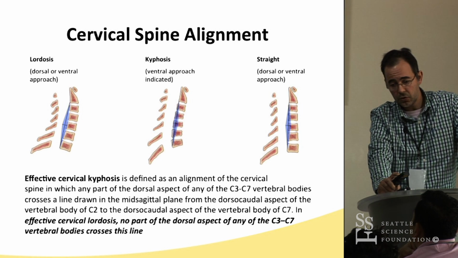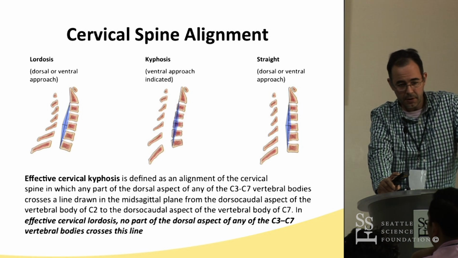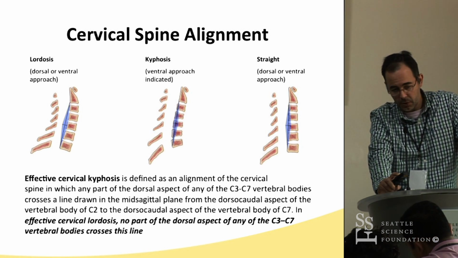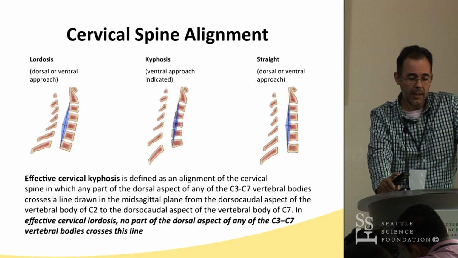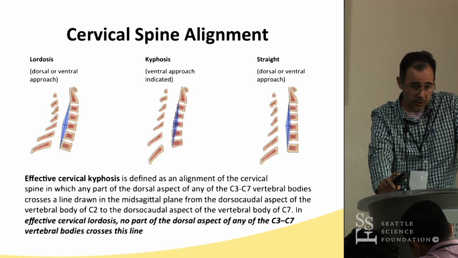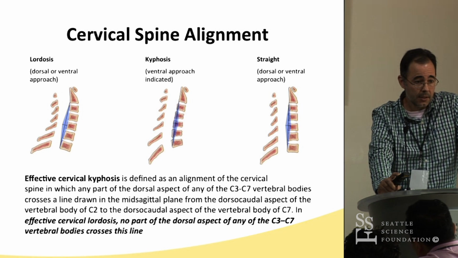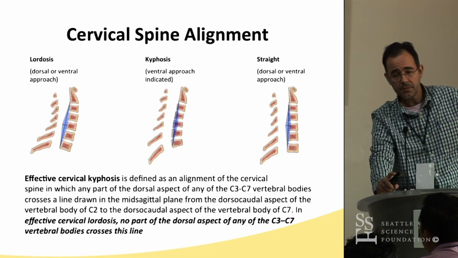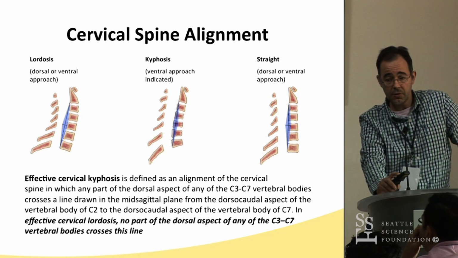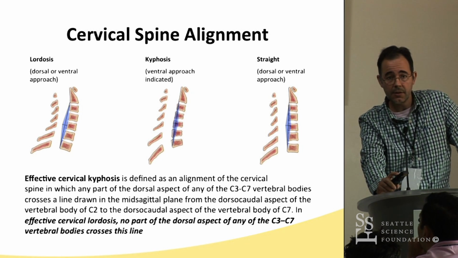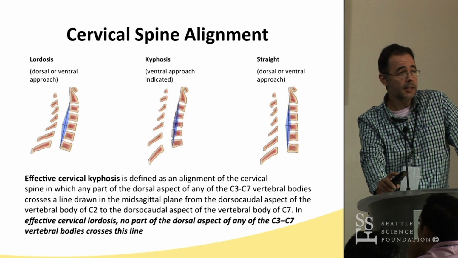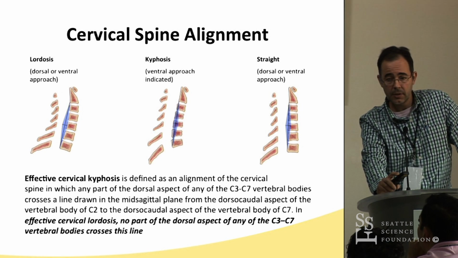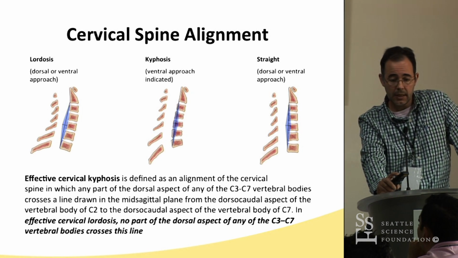Is the patient straight? If they're straight, it could be either anterior or posterior, depending upon how much they move on flexion extension film. So it's very important to incorporate the flexion extension films to help you determine whether the patient has a reducible deformity, because if they do, then it potentially could be treated through a posterior approach as opposed to an anterior.